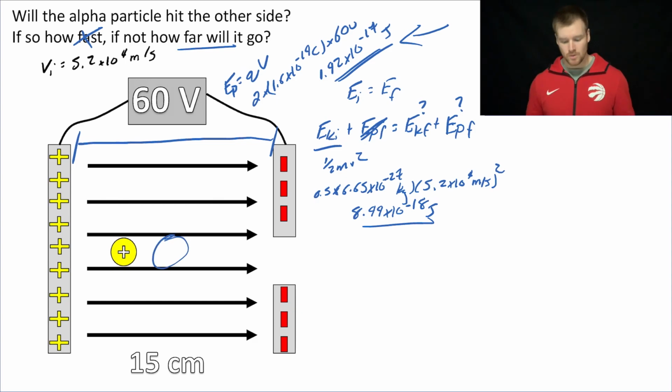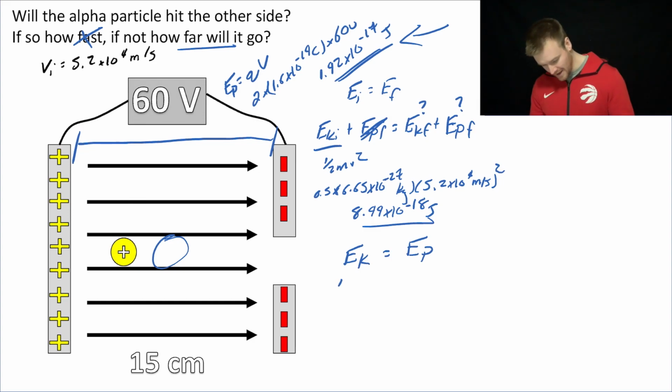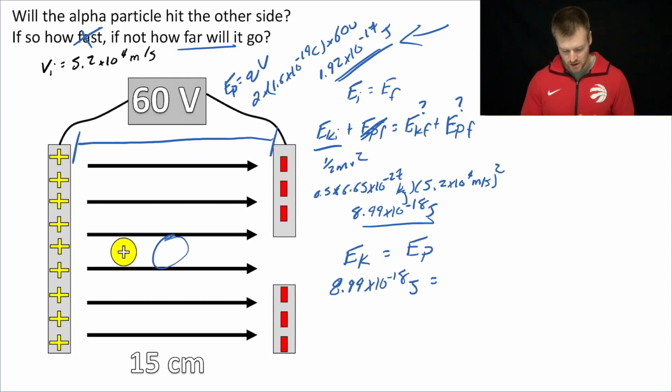That's if it got all the way to that side, to have that much potential energy, but it's going to get somewhere in between. So let's say that our kinetic energy is going to turn into potential energy because it's going to stop, and we're looking for where it's going to stop. It's going to go back the other way after it stops, but we're looking at where it stops. So let's write half mv squared. Actually, I already have that number calculated. 8.99 times 10 to the negative 18 joules is equal to our potential energy.